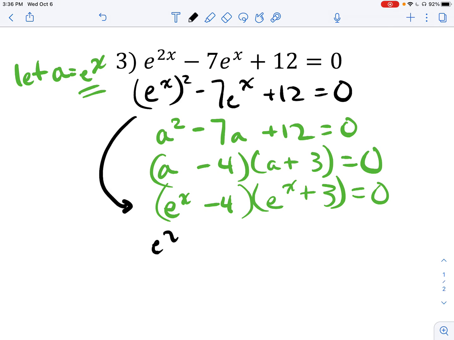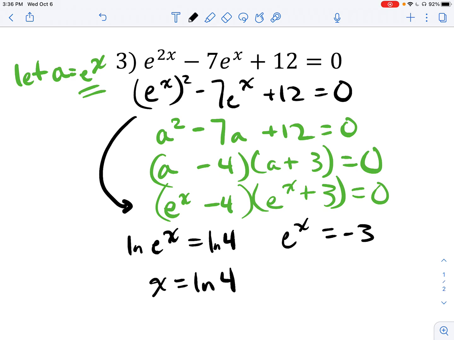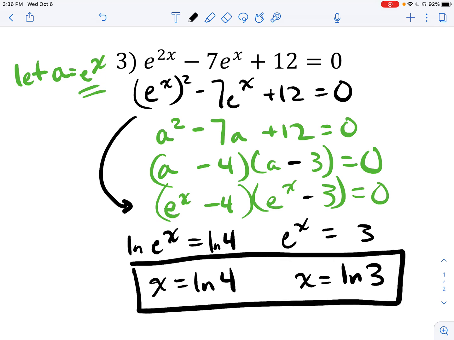So now, using the zero product property, e to the x must be equal to 4. e to the x must be equal to 3. And if I take the natural log of both sides, x is equal to the natural log of 4. Same deal over here. x is equal to the natural log of 3. And you know what? I factored this incorrectly now that I'm looking at this here. My bad. This is minus 3, minus 3. That's 3. There's 3 there. And now we're good. No harm, no foul. As long as I caught it.